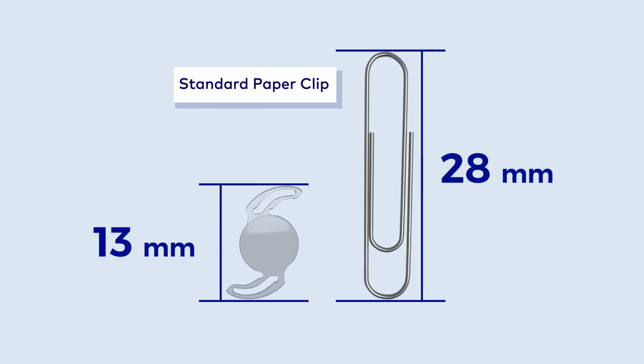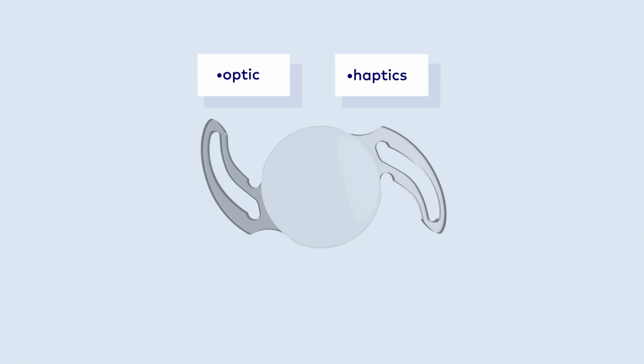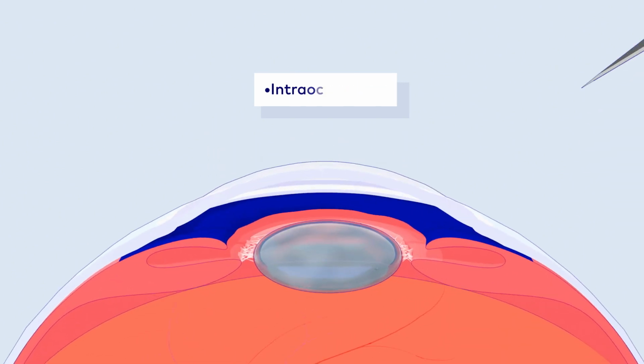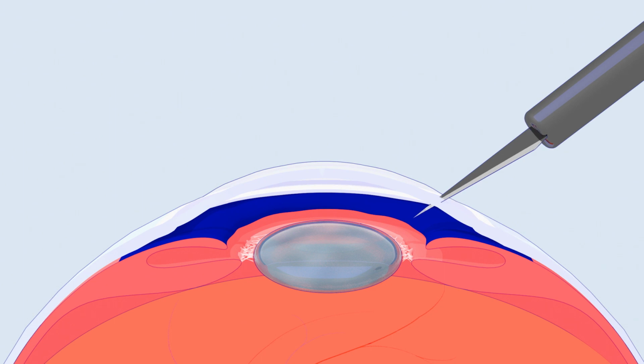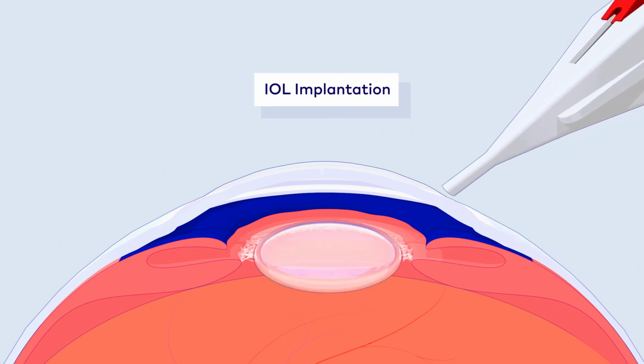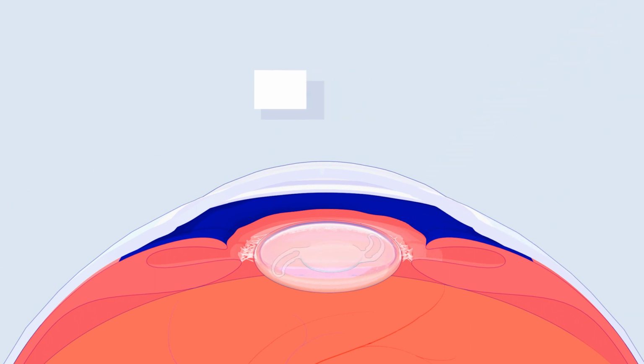With an overall length of 13 mm, this tiny implant is made from biocompatible material and is designed to replace the natural lens. It consists of an optic in the middle and haptics on each side to ensure stability. Once the cloudy natural lens is removed from the capsular bag during surgery, the IOL is then injected through a tiny opening and placed into the exact position of the natural lens.